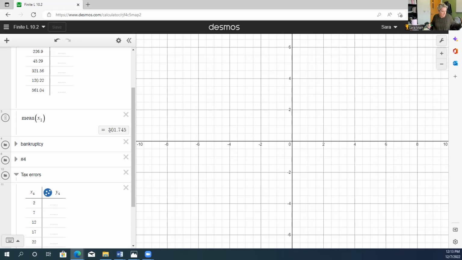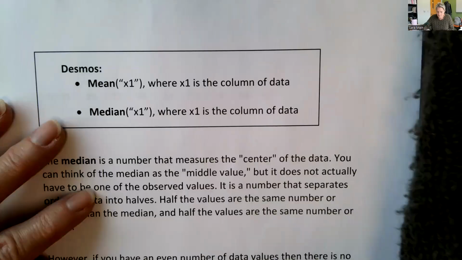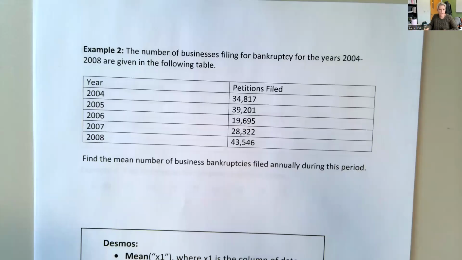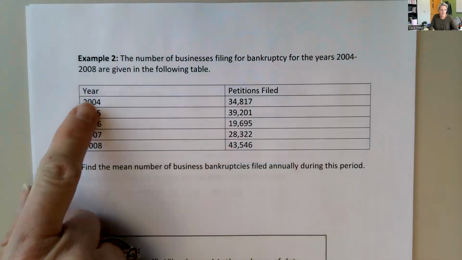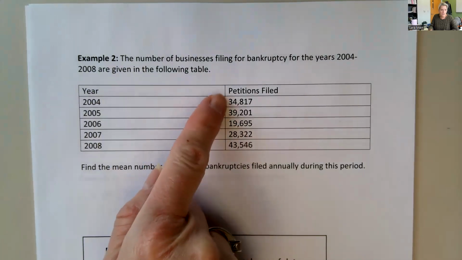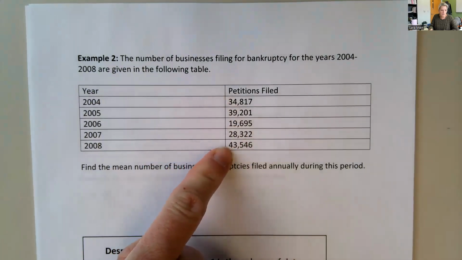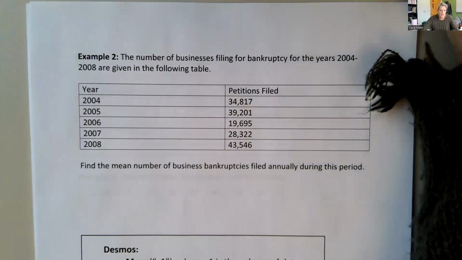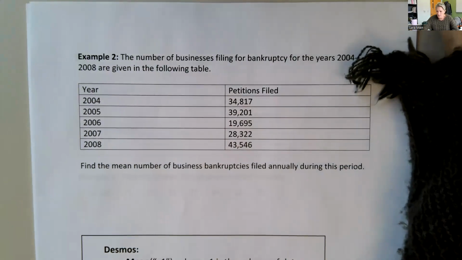Now, let's do the same thing for the next example. The next example is the number of businesses filing for bankruptcy in the years of 2004 to 2008. They're given in this table. And we're looking only at the number of petitions filed for bankruptcy. So if we enter those into a table in Desmos, again, we can find the mean. And I will show you how to do that, but I'm going to just write that down here.